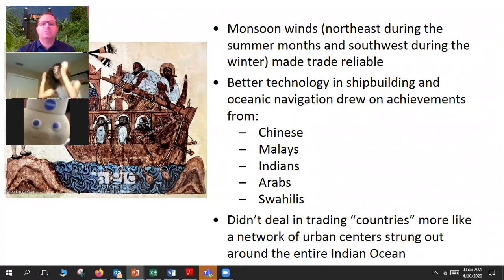to navigation, okay? And so you have all those different groups, the Chinese, the Arabs, the Swahilis, etc. All of those different groups are developing better and more efficient navigation and shipbuilding technology, which we'll talk about a little bit later, okay? Now, what you have to realize is that instead of entire civilizations or countries, we're really talking about cities here. We're talking about urban centers. These are more individual trading cities that people stopped in, that were kind of centers for this commercial exchange, okay?